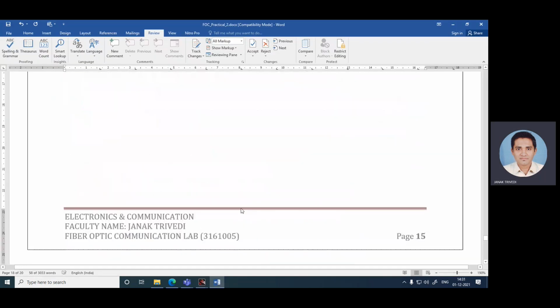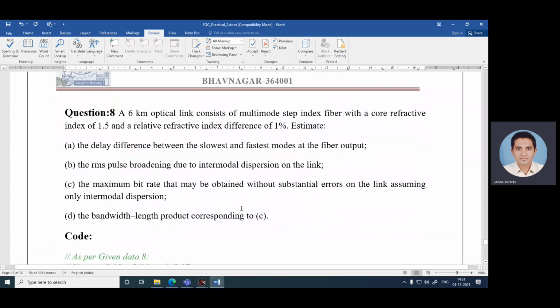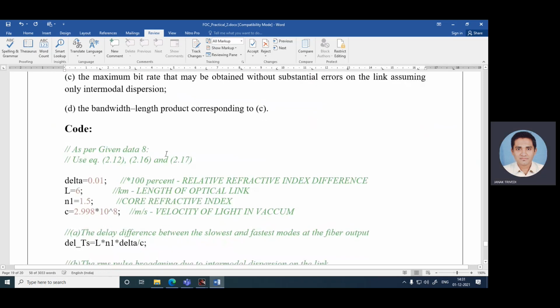The next example. A 6 kilometer optical link consists of multimode step index fiber with a core refractive index of 1.5 and a relative refractive index difference of 1%. Estimate the delay difference between the slowest and fastest mode at the fiber output, the RMS pulse broadening due to intermodal dispersion on the link, the maximum bit rate that may be obtained without sustained errors on the link assuming only intermodal dispersion, and the bandwidth length product corresponding to option C. So use the given data and equations 2.12, 2.16 and 2.17 to solve this example.